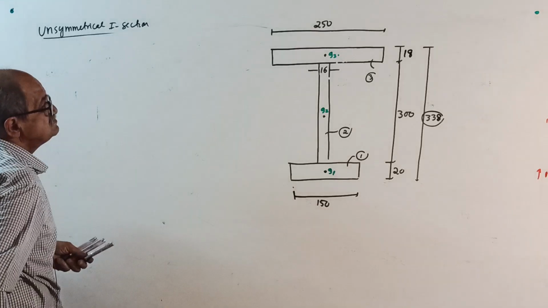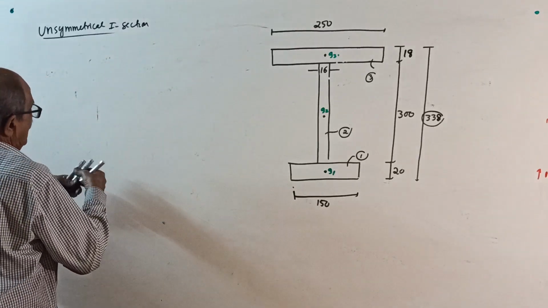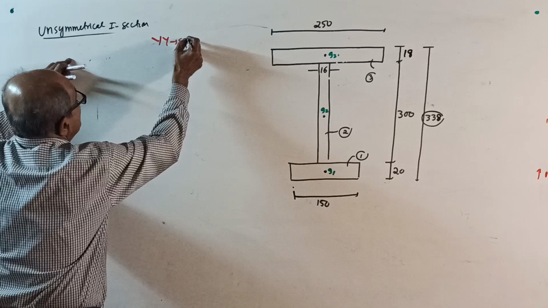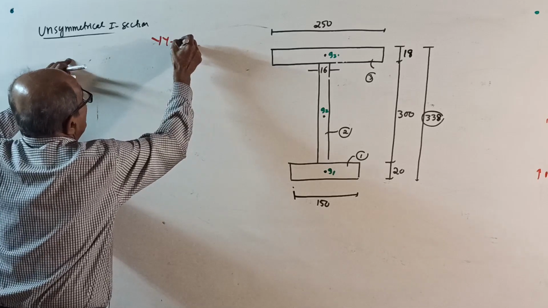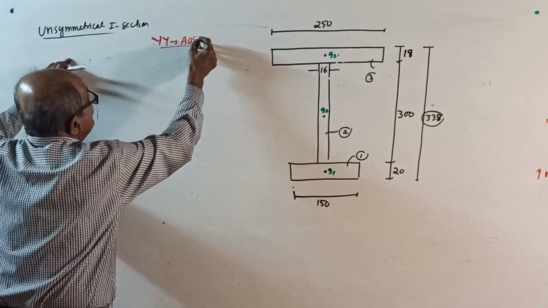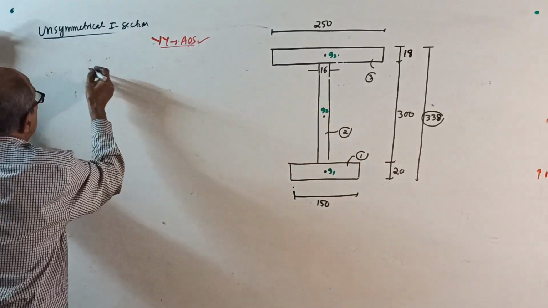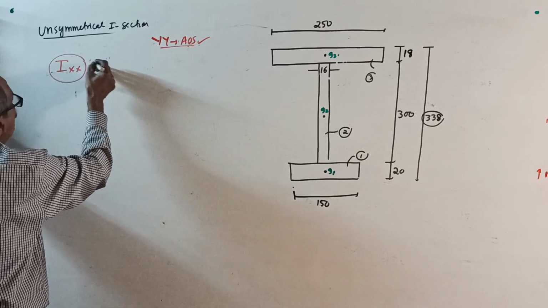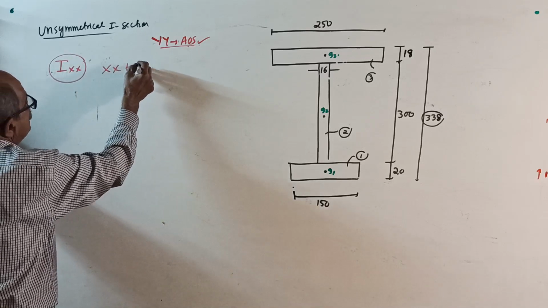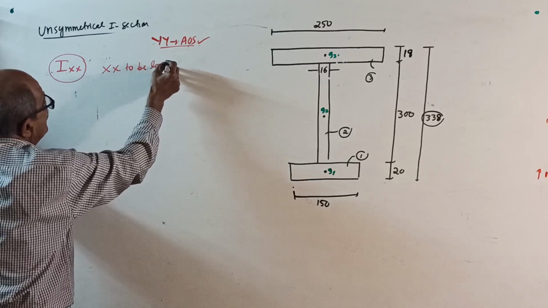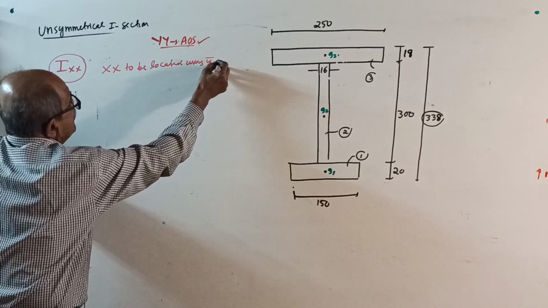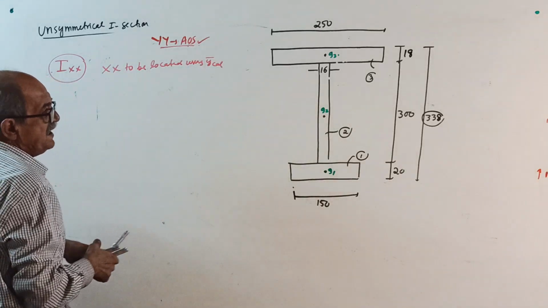See, first, note, I told you YY is the symmetrical axis. YY is the axis of symmetry. This I will mark later. So, IXX we want. Therefore, XX is to be located using the Y bar calculation.